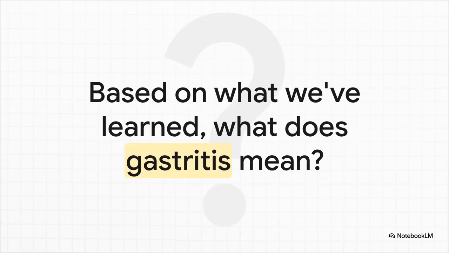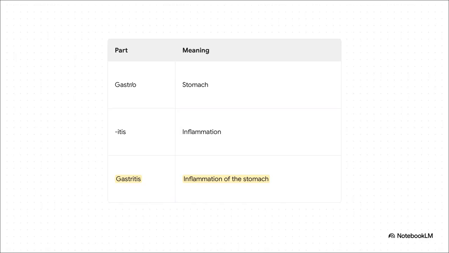Okay, your turn. Let's do a quick one. Based on the parts we've already covered, what do you think gastritis means? Take a second, think about that root and that suffix we just talked about. Let's check our work. The root, gastro, we know is stomach. The suffix, itis, we know means inflammation. Put them together and gastritis is, exactly, inflammation of the stomach. See, you totally got this.